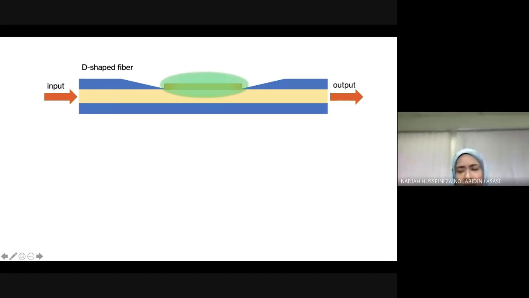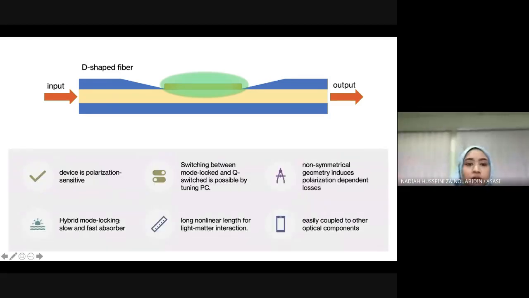Because evanescent field has to escape the light. The light has to escape the fiber for evanescent field to form. So you only have the top part to work with as your SA, right? So the device becomes polarization sensitive because it is not symmetrical.